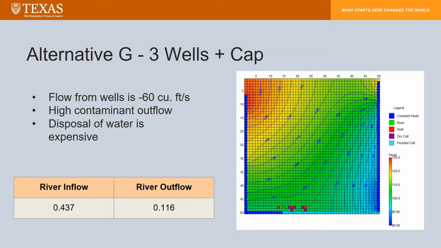Our alternative G has 3 wells and a cap. These wells are pumping at a rate of 60 cubic feet per second. Here we see that there is a pretty high contaminant outflow into the river of 0.116 cubic feet per second. Additionally, this option has a negative of having to dispose of the water from the wells.